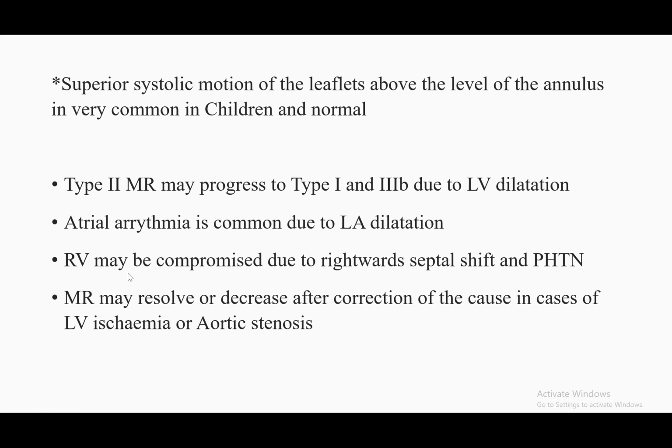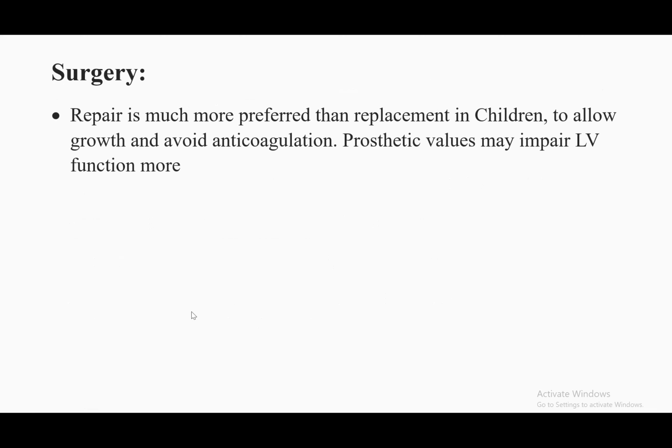Mitral regurge may resolve or decrease after correction of the cause in cases of left ventricular ischemia and aortic stenosis. Sometimes if the left ventricular ischemia resolves, the size of the ventricle shrinks back to normal. And in the cases of aortic stenosis, if the afterload decreases, so the forward flow to the aorta becomes better, and the mitral regurge is reduced or may resolve.